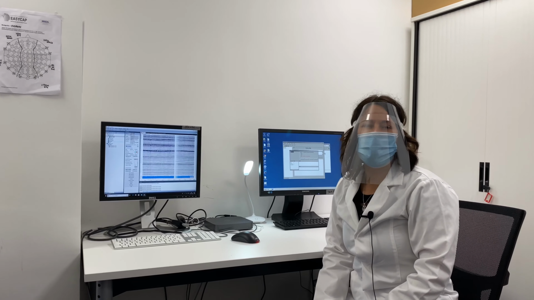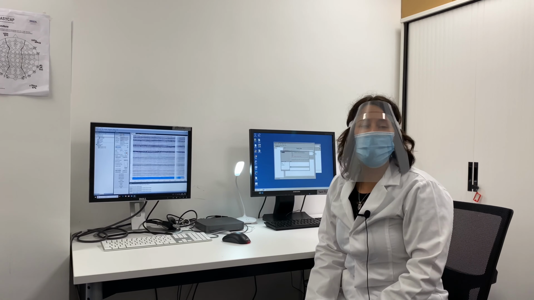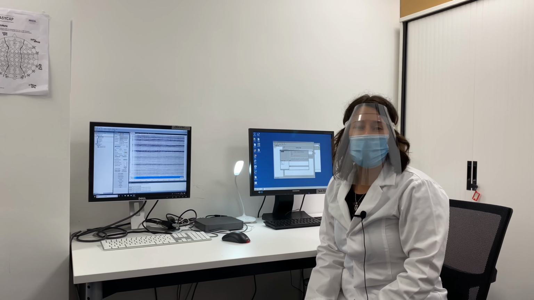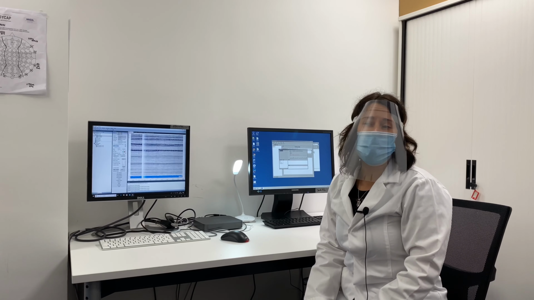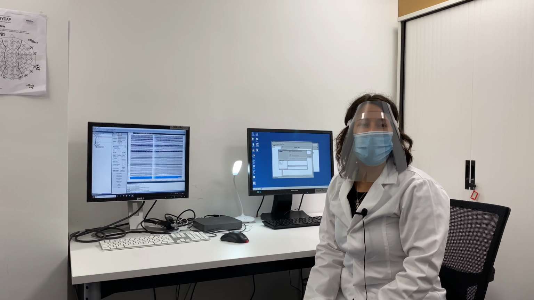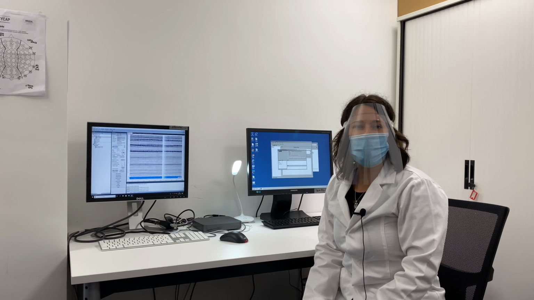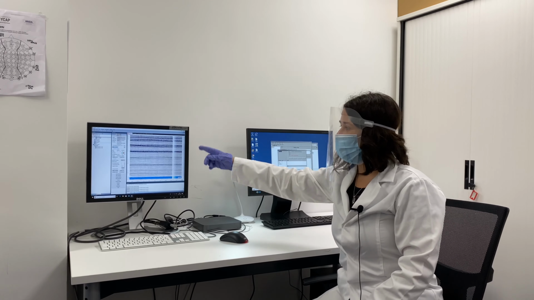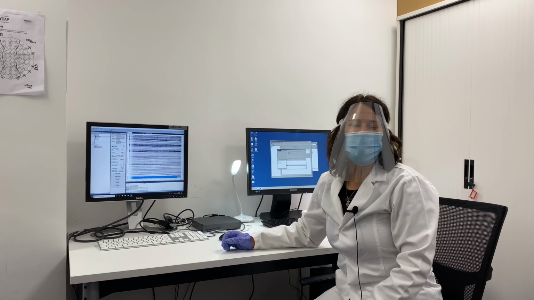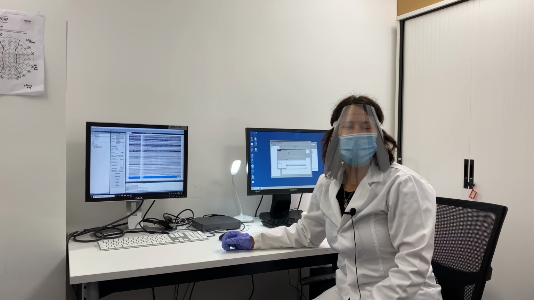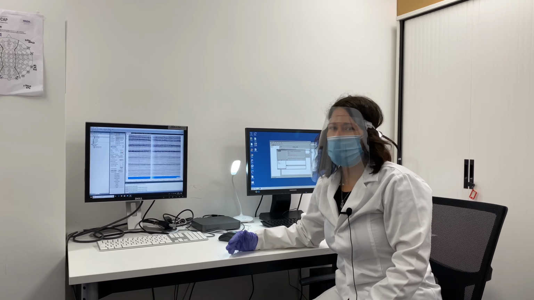Andrew is now performing a resting state. In a resting state, we are not recording any behavior. He just needs to sit there and relax and try to be as calm as possible. But as you can see, our brain is never really at rest. We have brain activity throughout the time.